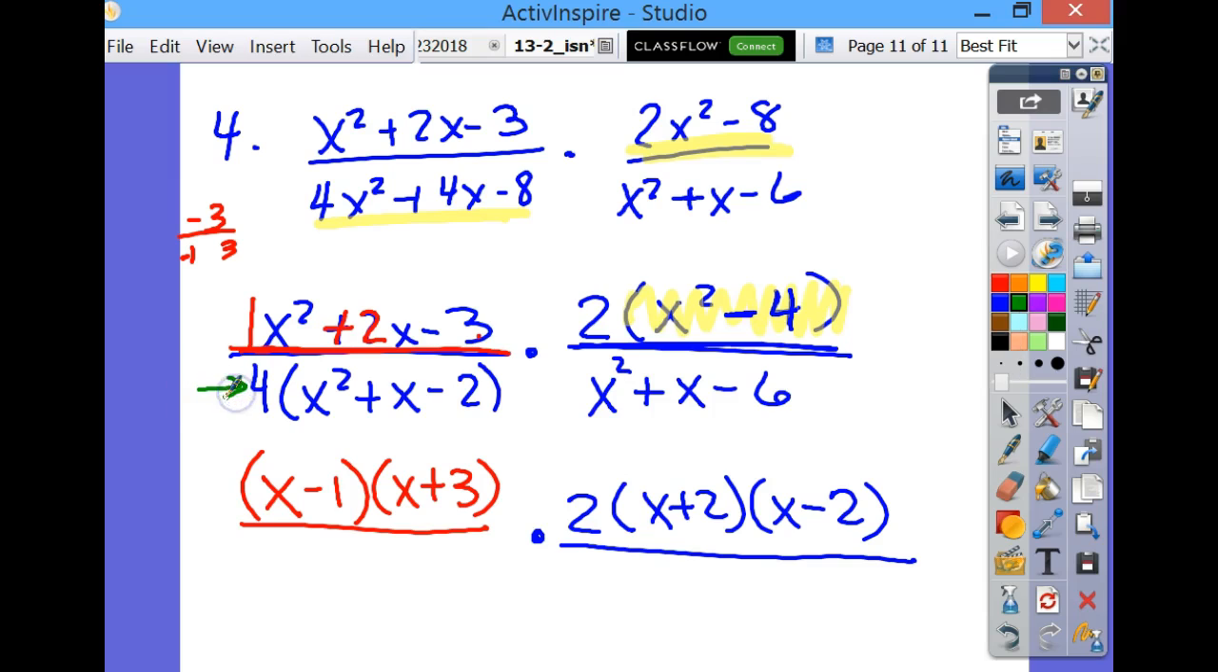This denominator right here has a 2 out in front. If you multiply the first number times the last number, you get a -2. The factors of -2 are 1 and 2. If you put the signs in with a -1, this factors into 2x minus 1, x plus 2. That's what this term right here factors into.